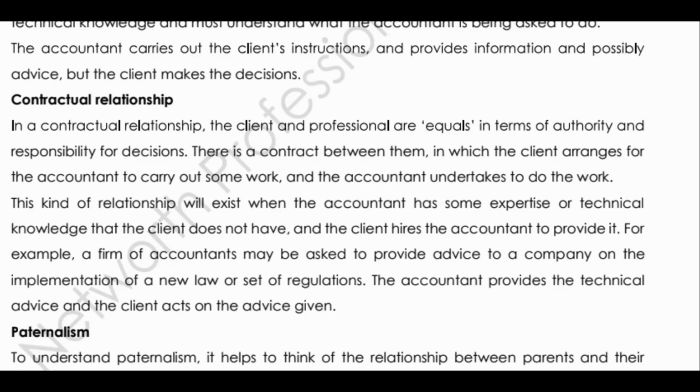All right. So a contractual relationship here is such where the client and the professional are equals. Guys, please, this aspect is examinable. It is highly examinable, so you need to read it. Even if you don't understand, come back to me. I will still explain again. That's why I'm taking my time. In a contractual relationship, the client and the professional are on equal terms with respect to authority and responsibility for decision making.